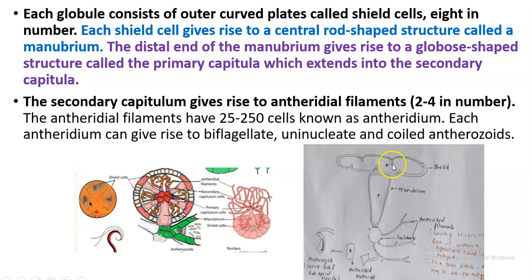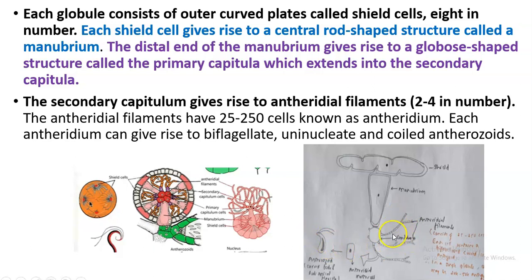We can see the topmost shield cell. From that shield cell, we can see a longitudinal structure called the manubrium originating. Below that, attached to manubrium, we can see a spherical structure, and this spherical structure is called capitulum. This capitulum will have a small protuberance to outside. It is called secondary capitulum, and that will be carrying a few filaments. There may be 2 or 3 filaments occurring from one particular secondary capitulum, and each filament will be having multiple cells.